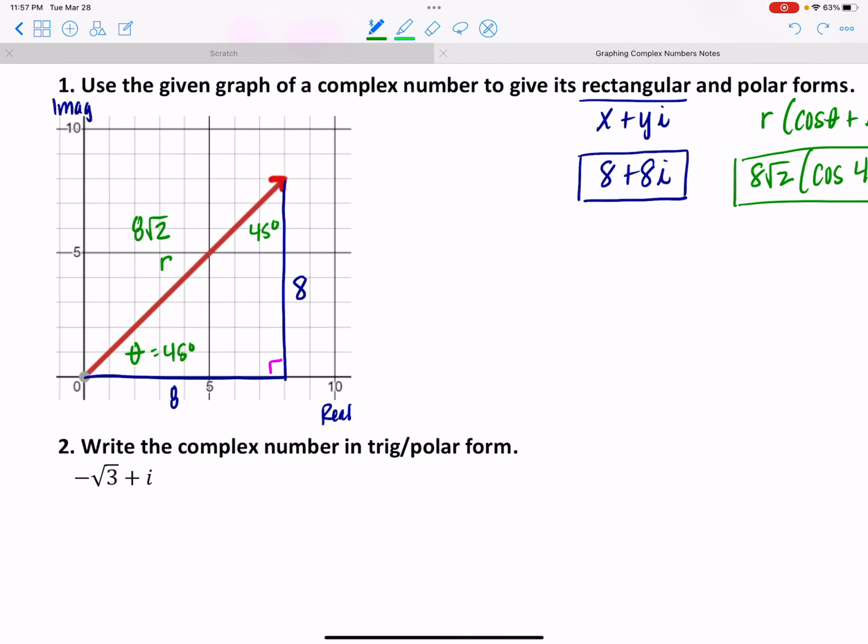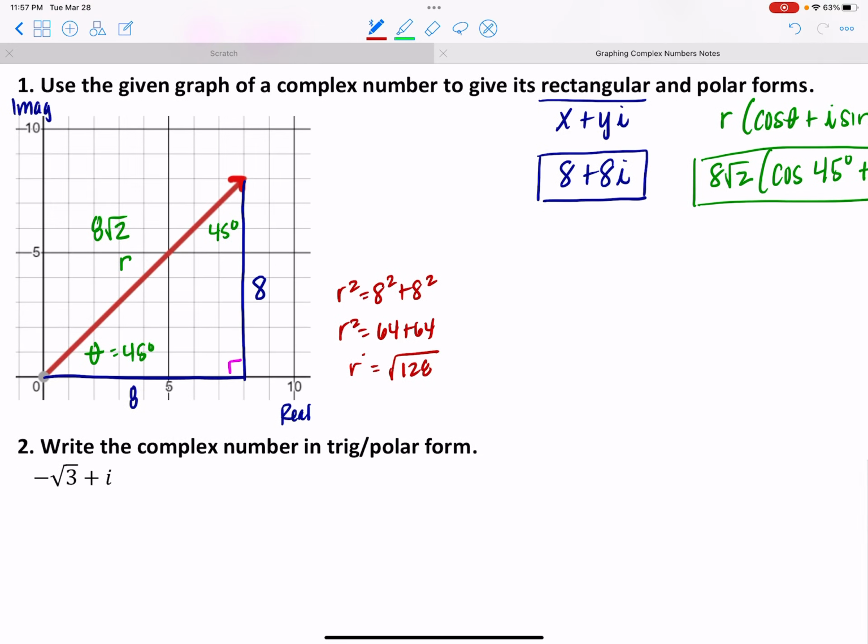I think this would be the easiest piece to find using the Pythagorean theorem. So I could say 8 squared plus 8 squared would be equal to r squared, or r squared would be equal to 8 squared and 8 squared. So I end up with 64 and 64, and that means r would be the square root of 128. And if we were to break down the 128, guess what's going to happen? We're going to end up with 8 radical 2.